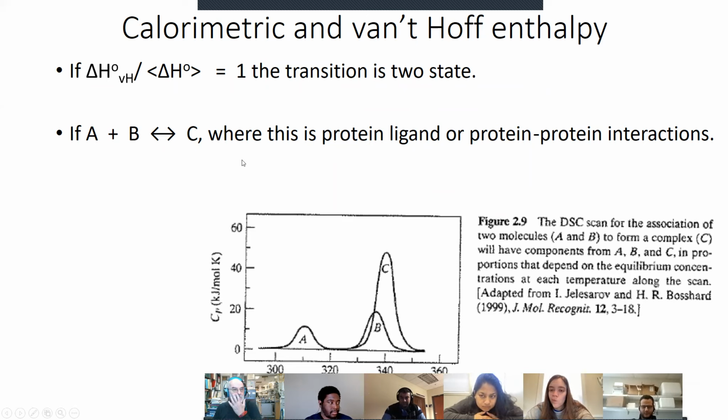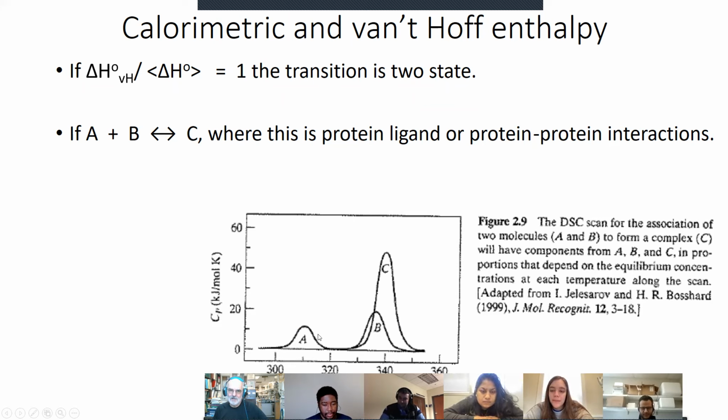Analogous to what happens when you make a Cajal body. Sometimes you actually do chemistry. So the chapter, this section ends with an A plus B to C. Maybe there's a ligand binding to a protein, or maybe it's two proteins interacting. You can do this by this calorimetric technique. It becomes complicated because not only do you have the reaction, you also have melting.